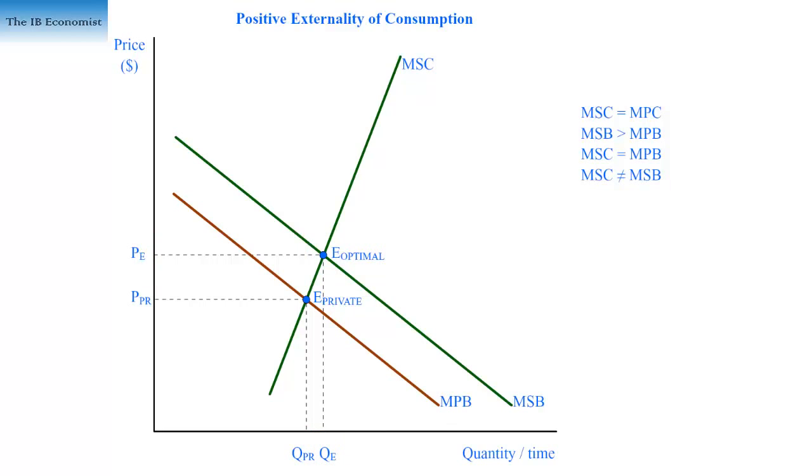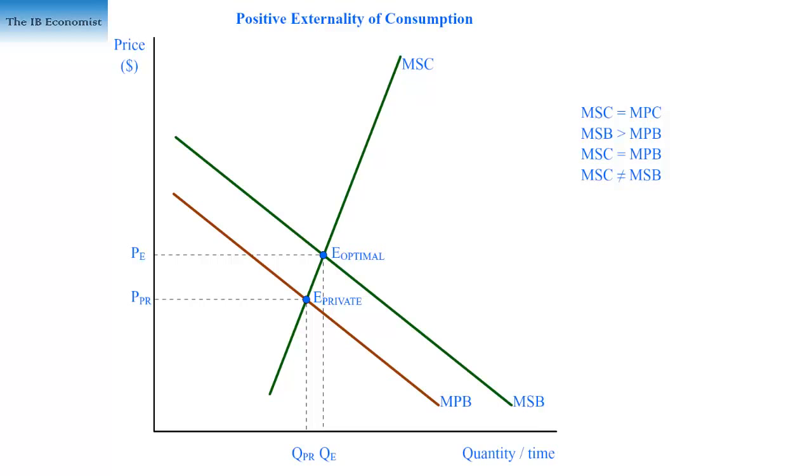However, at the moment, society would be located at the private equilibrium, E-private. This is the point where the marginal private benefit intersects with the marginal social cost. We can see that the resulting price is equal to PPR, which is less than PE, and the resulting quantity is QPR, which is less than QE. So in this situation, people are paying less than they should be and are consuming less of this product than they should be.